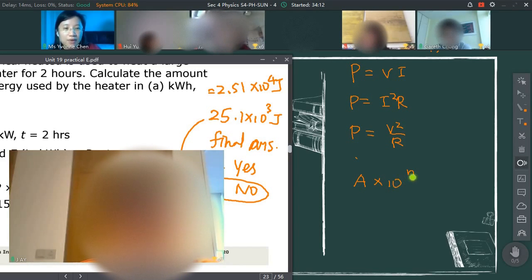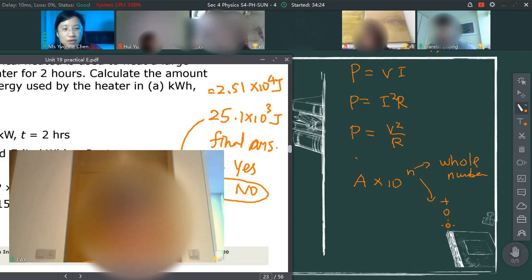So class, you need to understand standard form is in the form of A times 10 to the power of N. N must be what? It must be a whole number. It can be positive, zero, or negative. But if it's zero, we don't really write it. It's either positive or negative.